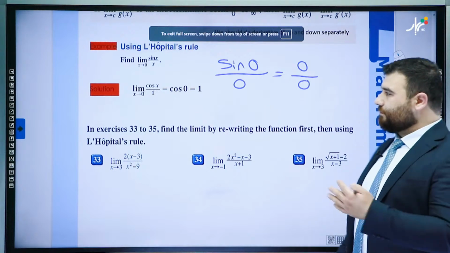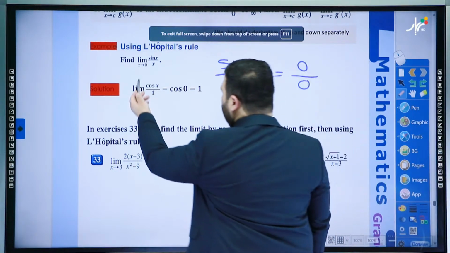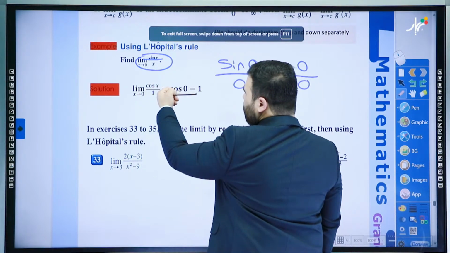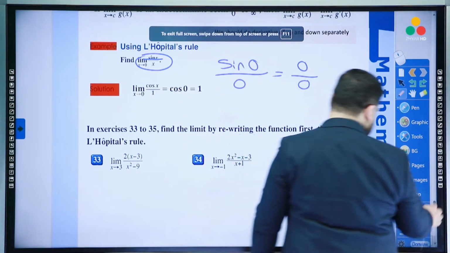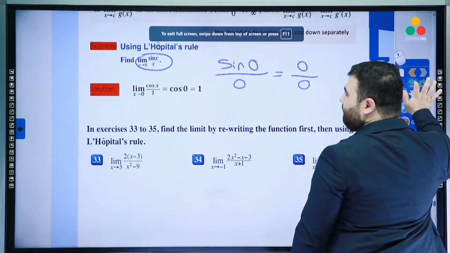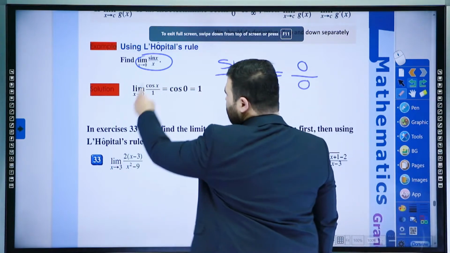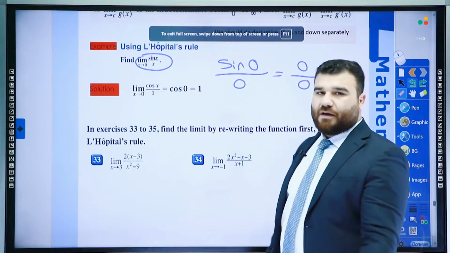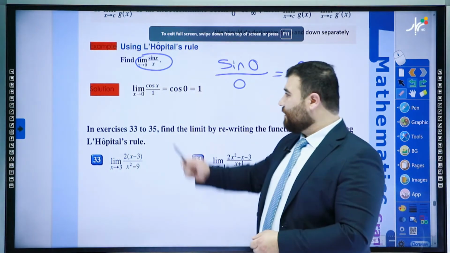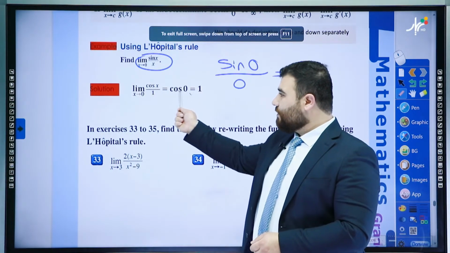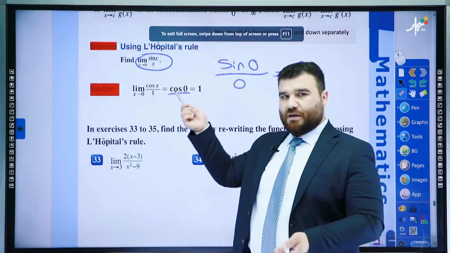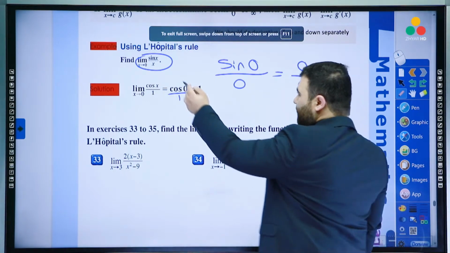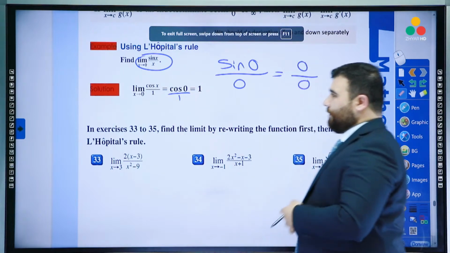Then what should I do? L'Hopital. L'Hopital is like this. Derivative of up, then derivative of down. The derivative of sine x is equal to cosine x. The derivative of x is equal to 1. Now I got cosine x over 1. Then if I replace x with 0, I will get cosine 0 over 1. Cosine 0 over 1 is like cosine 0, and cosine 0 is equal to 1. So the answer of this limit finally is equal to 1.